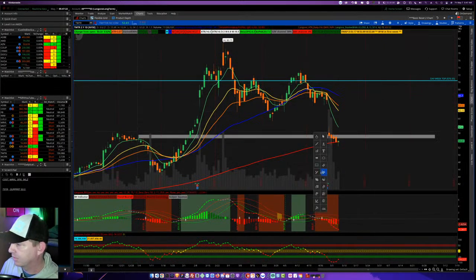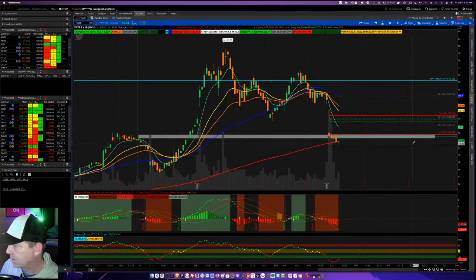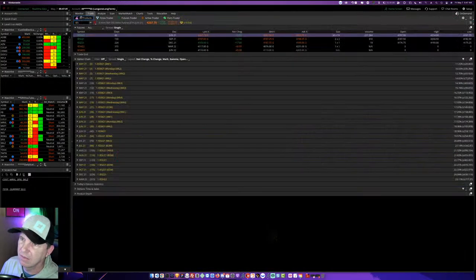And let's see, what other targets do we have for Twitter? Short term. So yeah, 55.50 would be the 618. I would look for that. Then we've got the gap fill at 64. So looking out into Twitter, going a couple weeks out.